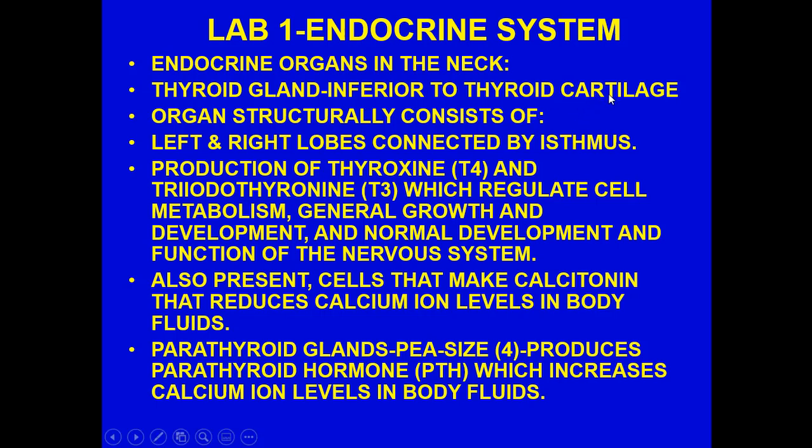These regulate cell metabolism, general growth and development, and normal development and function of the nervous system. Also present are cells that make calcitonin, which reduces the calcium ion levels in body fluids, such as plasma, blood. The parathyroid glands are very small, pea-size, there are 4 of them, embedded into the actual thyroid gland. They produce a different hormone, parathyroid hormone, PTH, which increases calcium ion levels in body fluids.